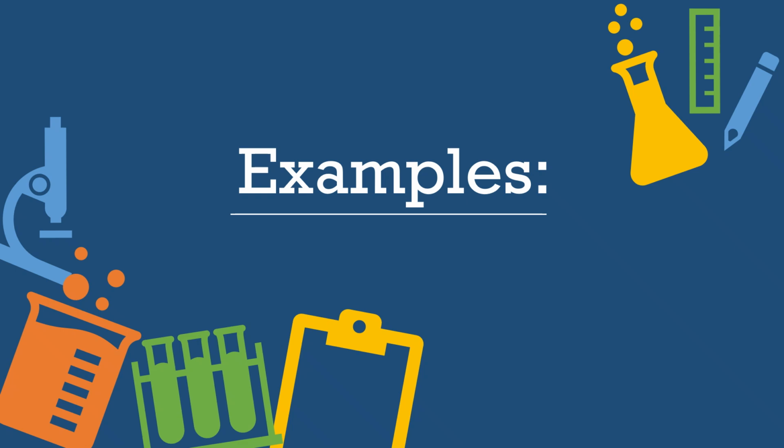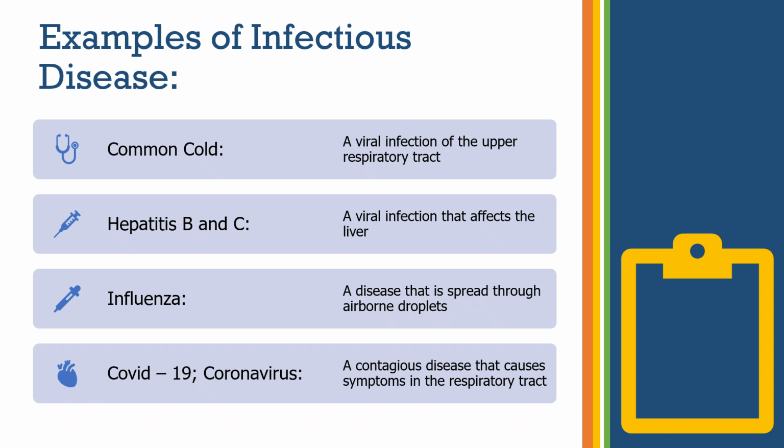Next, I'll be discussing real-world examples of infectious diseases. The first example is the common cold. This is a viral infection of the upper respiratory tract. Secondly, hepatitis B and C. These are viral infections that affect the liver. Thirdly, influenza. This is a disease that is spread through airborne droplets. Fourthly, COVID-19, also referred to as coronavirus. This is a contagious disease that causes symptoms in the respiratory tract.